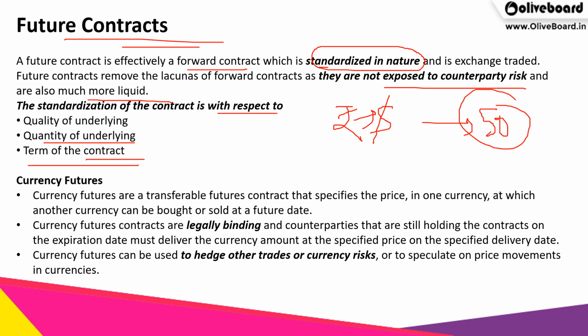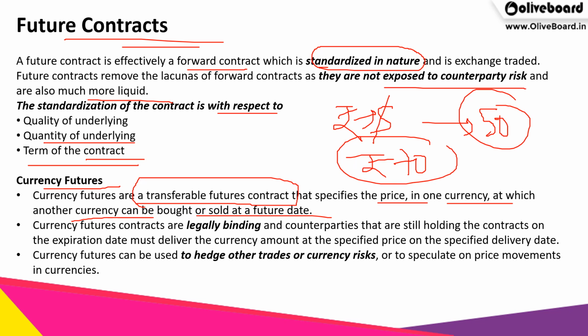and we decide the terms of the contract also. So when we talk about currency futures, they are transferable future contracts that specify the price in one currency at which the other currency can be bought or sold at a future date. So we decide that, say, for 70 rupees we are going to buy $50. So for 70 rupees per dollar we are going to buy $50 on 30th of November. So everything is very much in detail and they are legally binding, and counterparties that are holding the contracts must deliver the currency amount at the specified price on the specified delivery date.